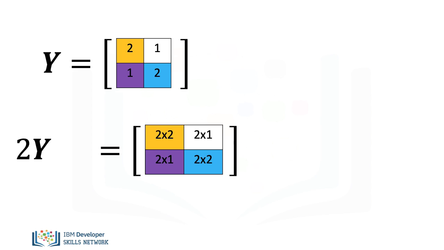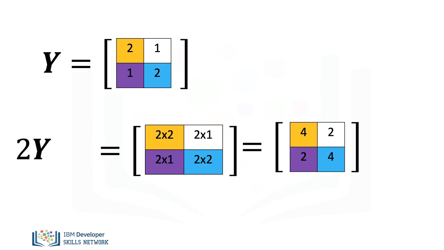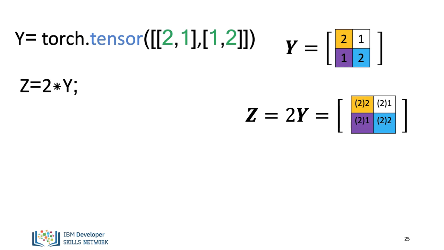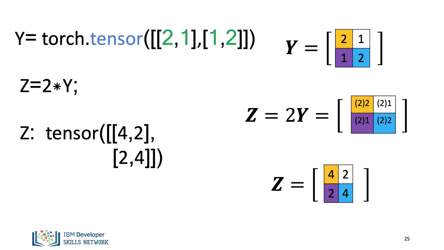Multiplying a tensor by a scalar is identical to multiplying a matrix by a scalar. Consider the tensor Y. If we multiply the tensor by the scalar 2, we are simply multiplying every element of Y by 2. The result is a new tensor of the same size, where each element is multiplied by 2. Consider the following tensors Y in PyTorch. We multiply the tensor by a scalar as follows and assign it to the variable z. The result is a new tensor where each element is multiplied by 2.